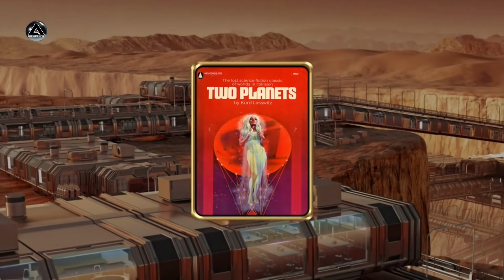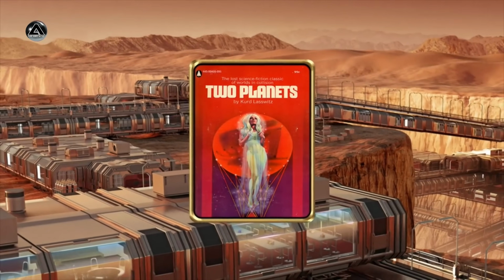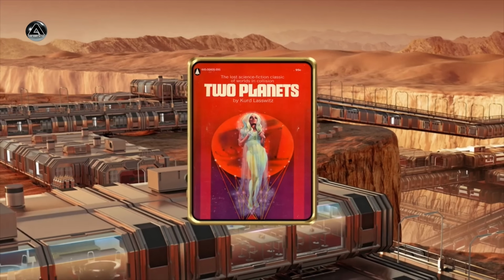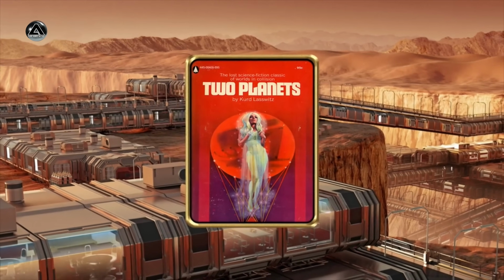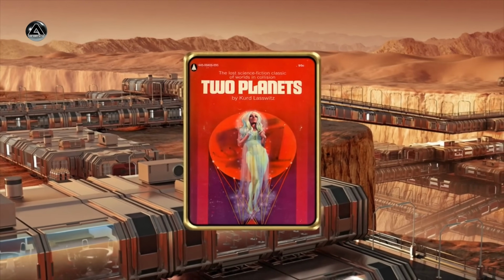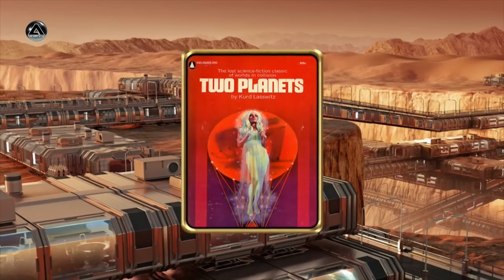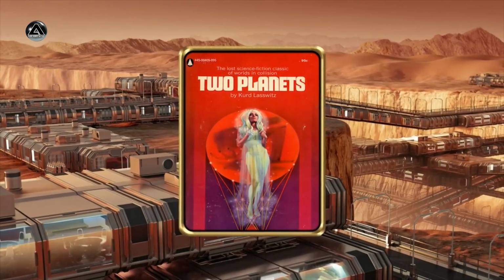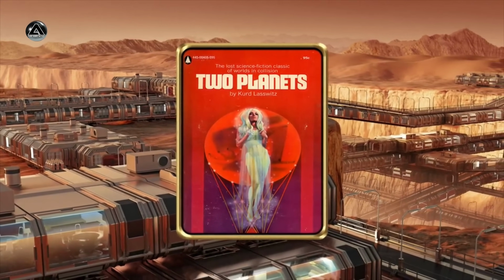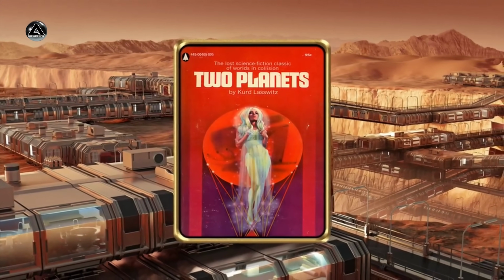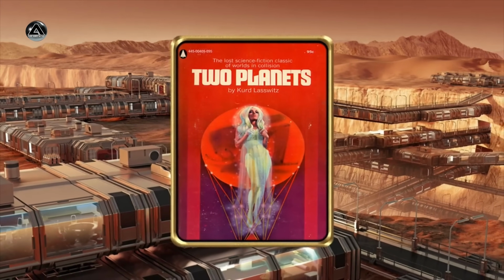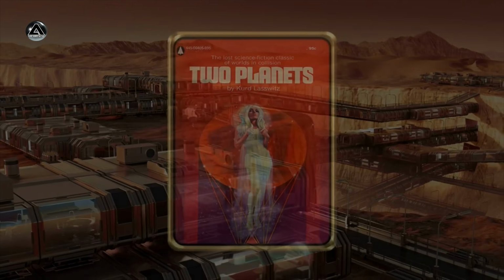Kurd Laswitz's book, titled Concerning Two Planets, published in 1897, is a fascinating tale of Martians who differ little from men physically but are comparatively advanced in ethics, social and physical sciences. Since they are more advanced, Laswitz reasoned they will be the first to visit us and not vice versa.